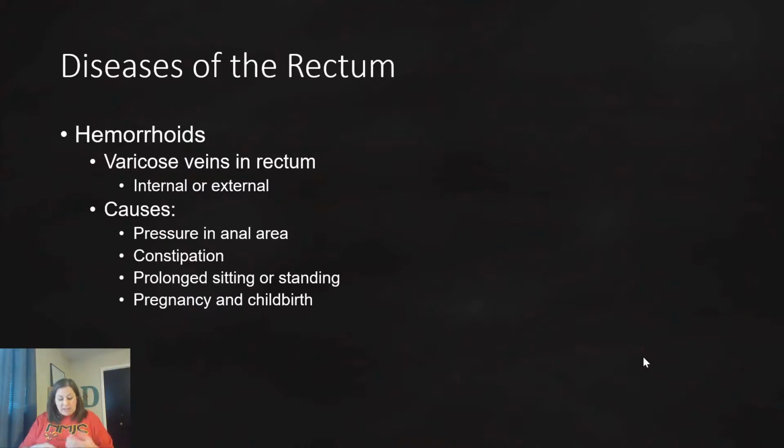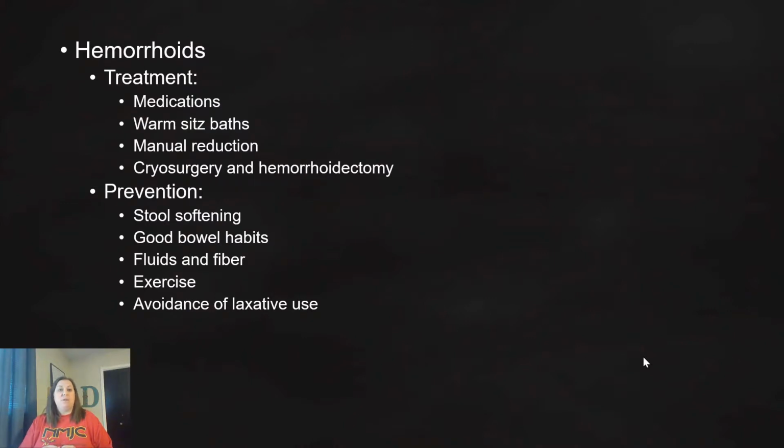We do see that symptoms include itching, bleeding with bowel movements, as well as rectal pain. Okay, so those are normally the symptoms you see with hemorrhoids. For treatment, guys, we see medications, warm sitz baths. Those are going to be more for easing pain, okay, the treatment of the pain that comes along with hemorrhoids. Manual reduction, cryosurgery, and also what we would call a hemorrhoidectomy. Those may need to be done, and they're optional to help remove or reduce the presence of those hemorrhoids.